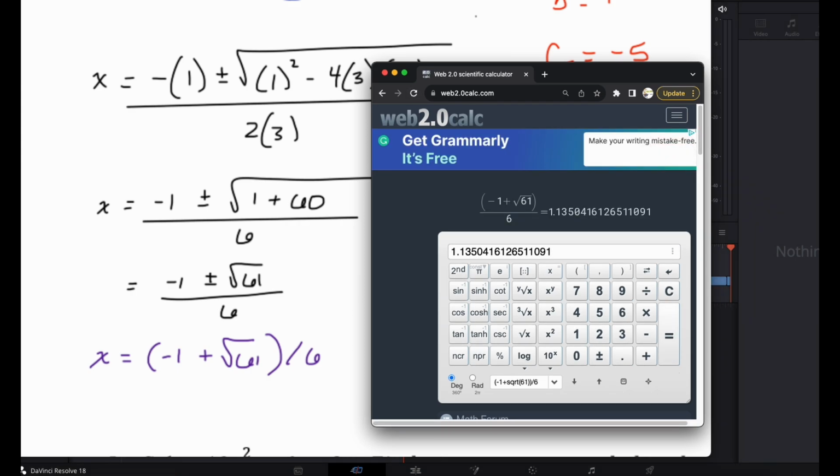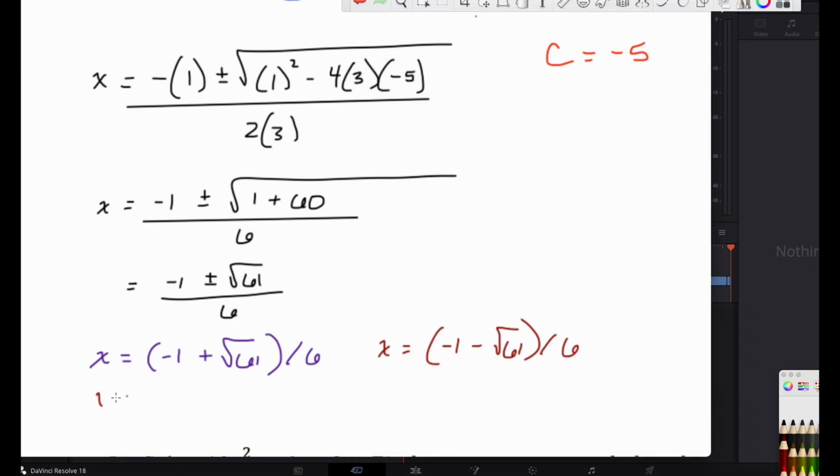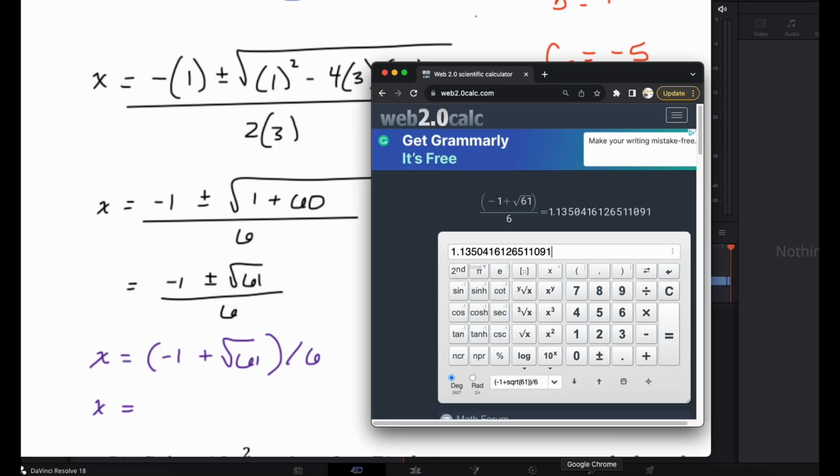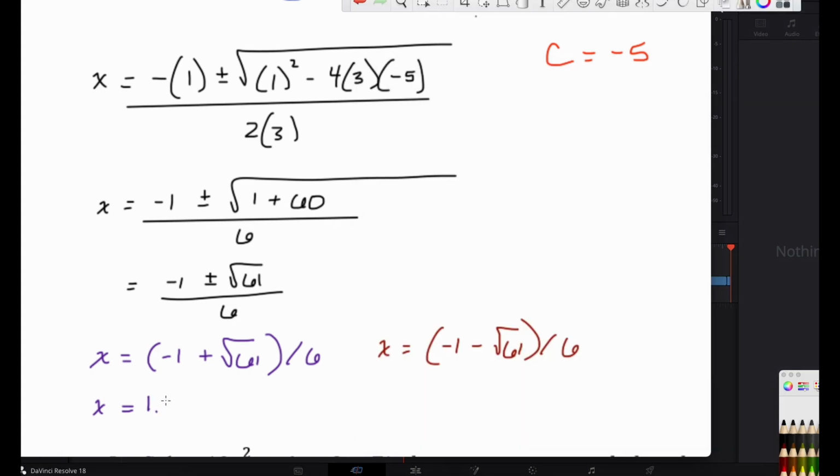Okay, 1.135. Whoops, let's get the right color for this one. So we've got x, yeah, that's not the right color. I'm using eggplant. X equals 1.135.